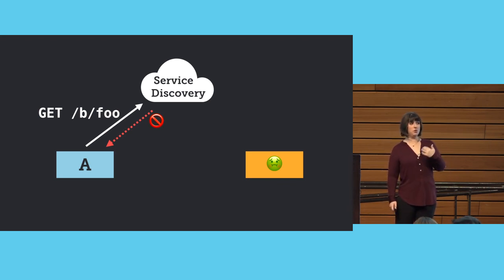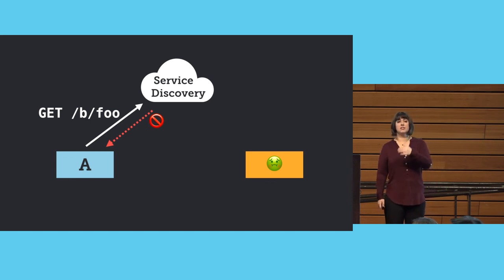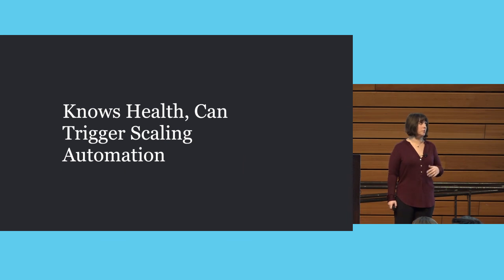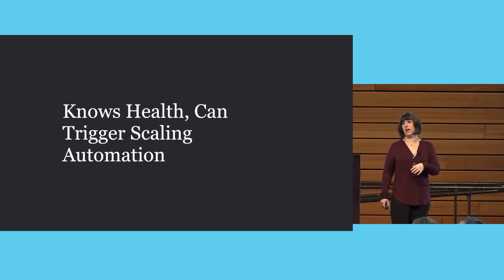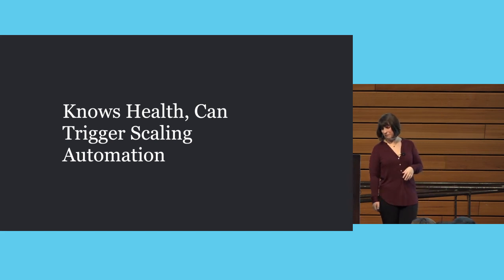It denies it in a way you can usually customize to some extent. So you're not just getting random 500s. You're getting a known error that indicates that something is wrong with service B. This is a lot easier to debug. This is a lot easier to monitor. So the service discovery system knows health and can also trigger your scaling automation. If you're using something like Kubernetes or Consul or Nomad, they work really well for this and can do this automatically. Again, it's more infrastructure, but it's really, really useful infrastructure.